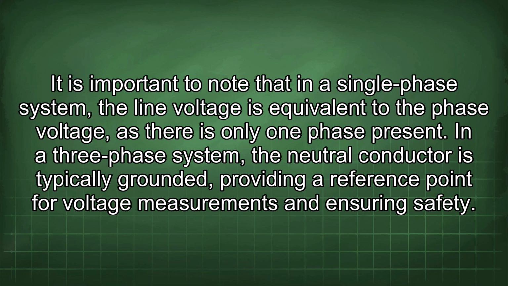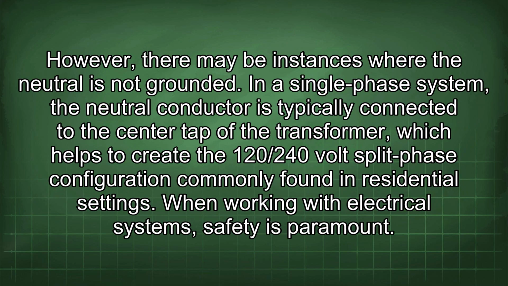In a three-phase system, the neutral conductor is typically grounded, providing a reference point for voltage measurements and ensuring safety. However, there may be instances where the neutral is not grounded. In a single-phase system, the neutral conductor is typically connected to the center tap of the transformer, which helps to create the 120/240 volt split-phase configuration commonly found in residential settings.